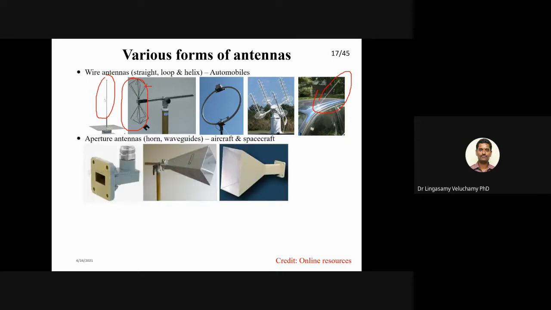Okay, so the reason for going forward with aperture antennas is to handle high powers. During World War II, they wanted to design radar antennas that require very high power. So they went to aperture antennas: horns, waveguides, reflectors, and many more.